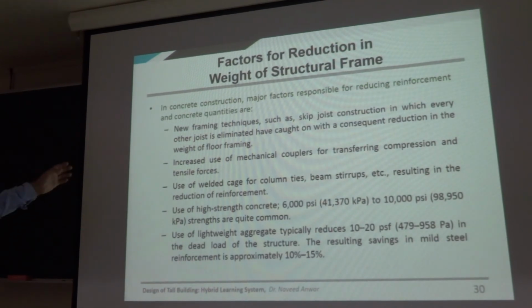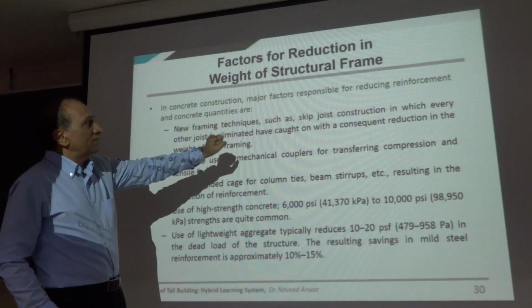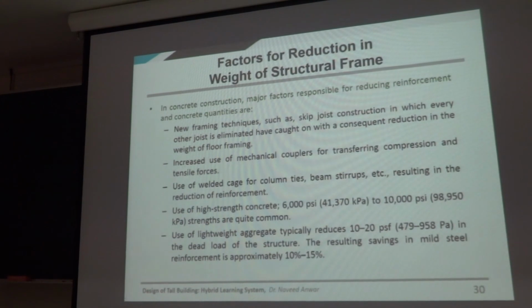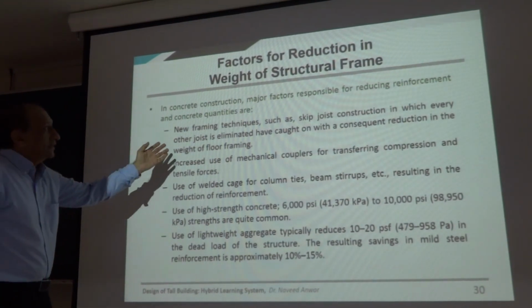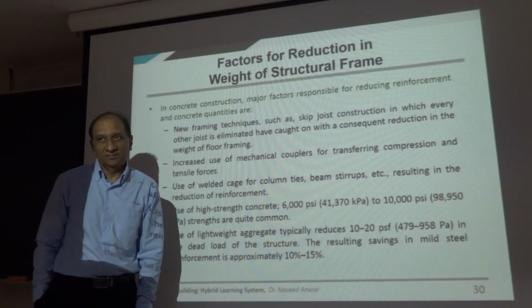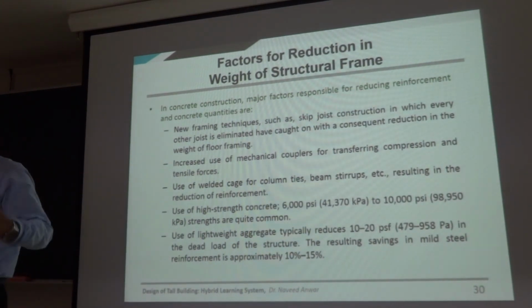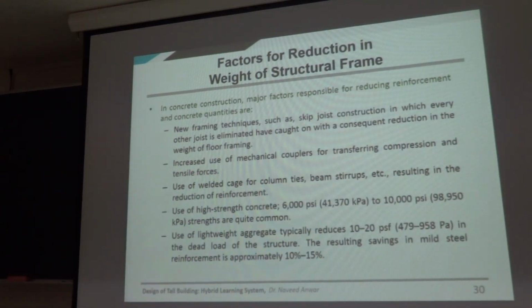So in concrete construction, major factors responsible for reducing reinforcement and concrete quantities are, number one, new framing techniques such as skip joint construction. That means you reduce the connections between columns and beams. You skip alternate connections and make the columns longer, instead of connecting the columns every floor, because every time you have a connection, you have splices, you have joint reinforcement, you have so much cost. So if you avoid connections, then you don't need that.